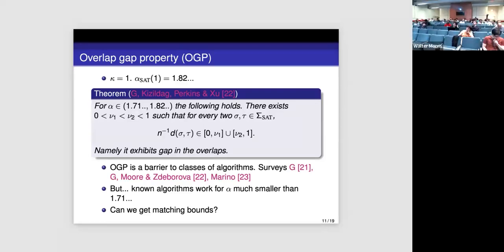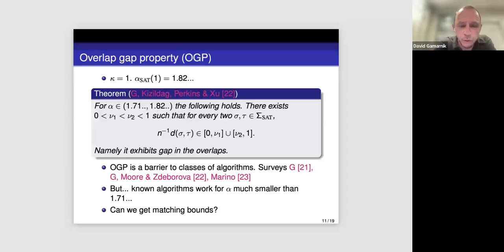Scaling is important. For every alpha in between these two numbers, you can find mu1 and mu2 constants for which this is the case.